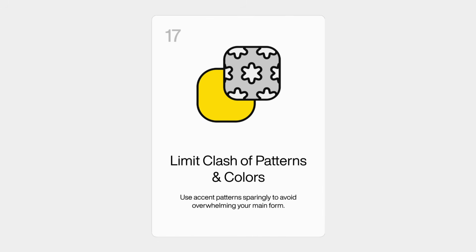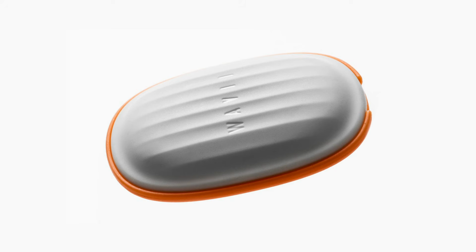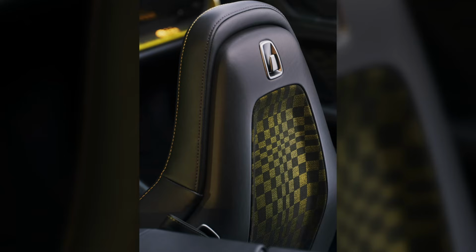This is principle number 17. Limit the clash of patterns and colors. What you really want to do is use accent colors or accent patterns sparingly. You don't want it to overwhelm the entire product visual experience. You want it to just enhance. So I have a rule about 5 to 10% for pop color, as well as any kind of third read texture or pattern.